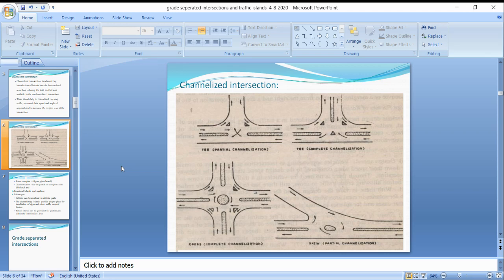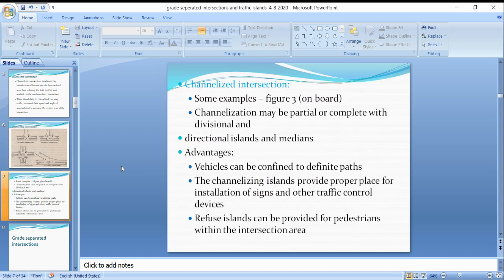So like that, you can observe here in some of the examples with figure 3. In the above figure we have seen that channelization may be partial or complete with divisional islands. What I said is that divisional islands are there. So directional islands and medians are there. Wherever you can see a division, there is also a directional island.